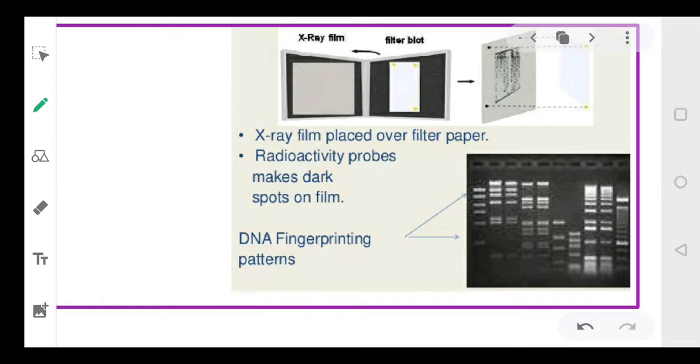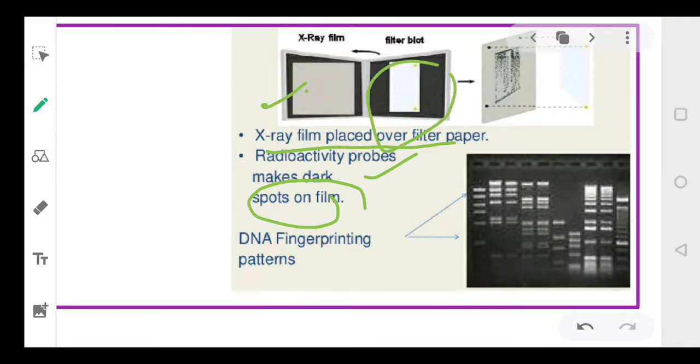Now once this has occurred, we'll place an X-ray film over the filter paper. Now we will keep an X-ray film on the filter paper, and these radioactive probes will be marked on the screen, right? So we'll keep this X-ray on the filter paper.